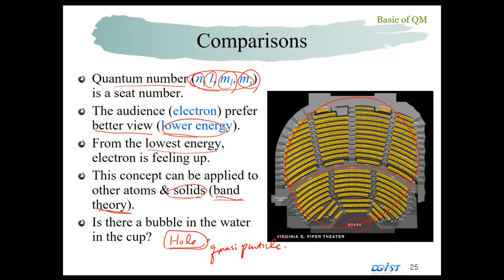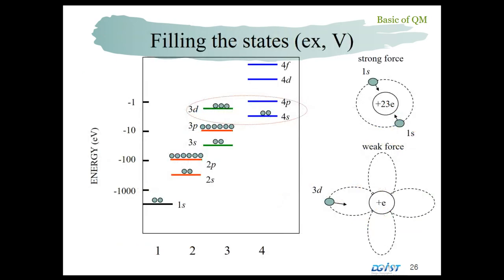This is not a real particle, but we can handle it as a particle inside of the solid state. Anyway, let's think about how we can fill out the energy states, for example, for vanadium. Vanadium has atomic number 23, so we need 23 electrons. For the first level, we can fill 2 electrons, spin up and spin down.